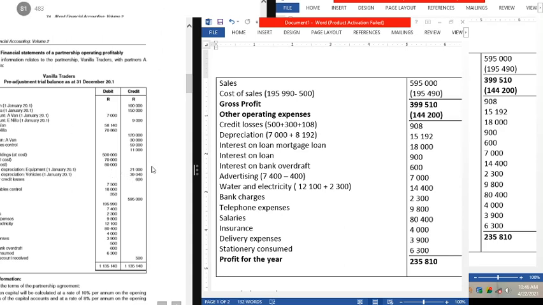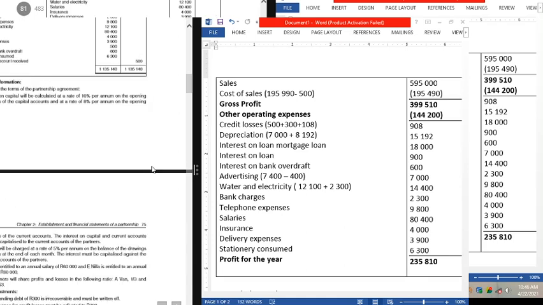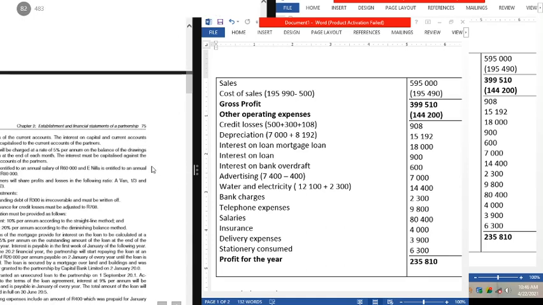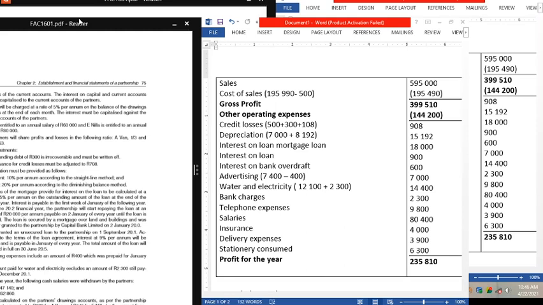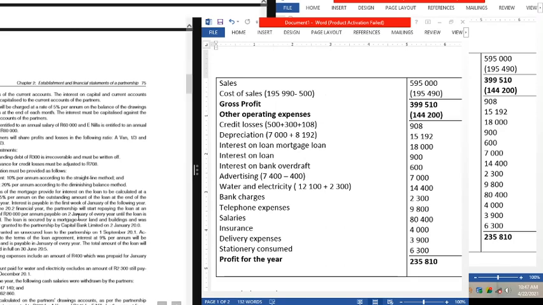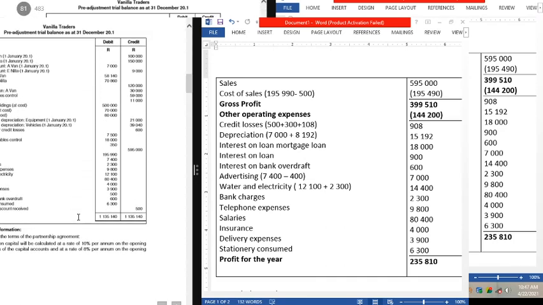But we not only have the trial balance, we also have our adjustments, as you can see, year-end adjustments. These year-end adjustments will affect some of the totals on the trial balance, and if they come to any changes of the totals, it will be represented here on the income statement. So the first thing which we had is sales of 595,000.